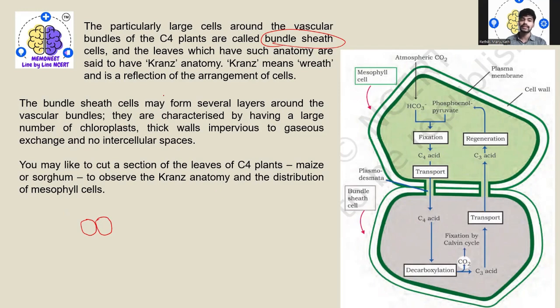So the bundle sheath cells may form several layers around the vascular bundles. They are characterized by having a large number of chloroplasts, thick walls, impermeable to gaseous exchange, and no intercellular space in between. For example, if we cut a section of the leaves of C4 plants like maize or sorghum, we are going to observe this anatomy and the distribution of the mesophyll cells.